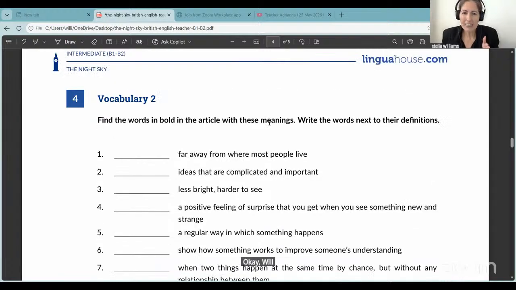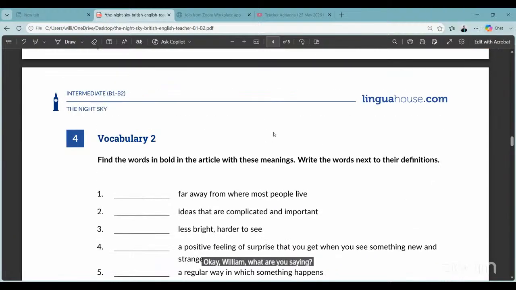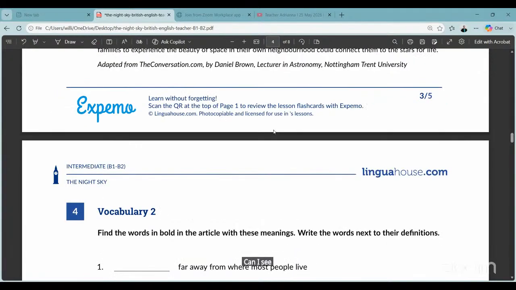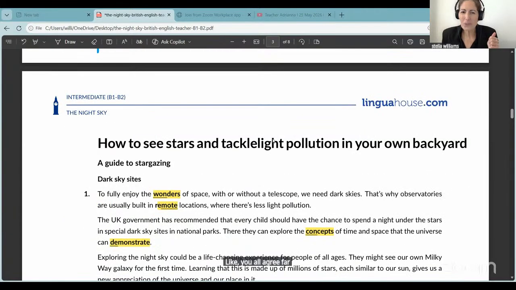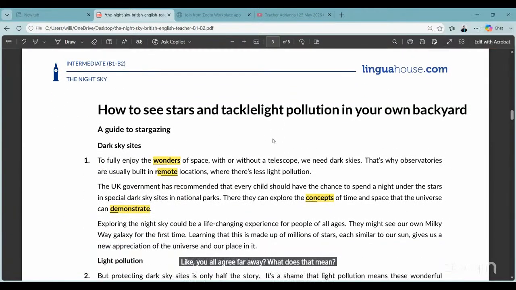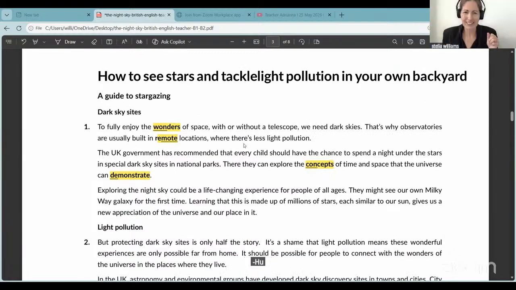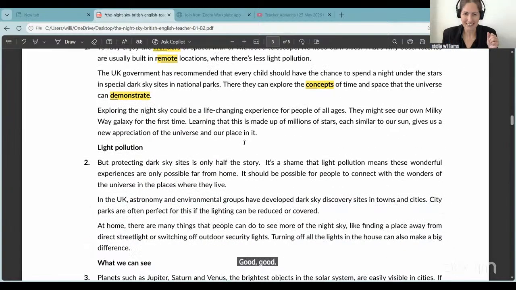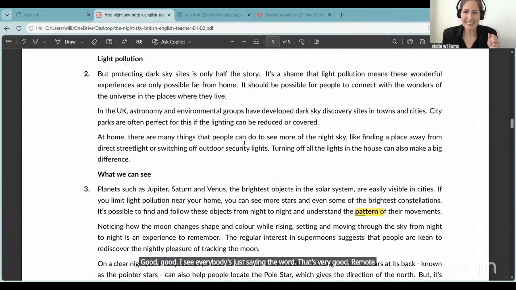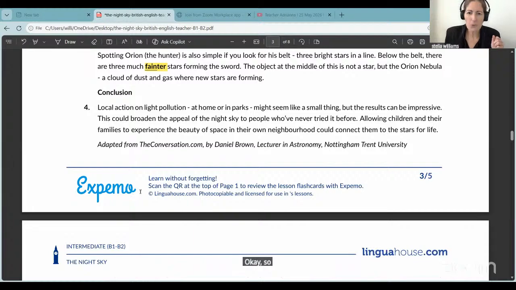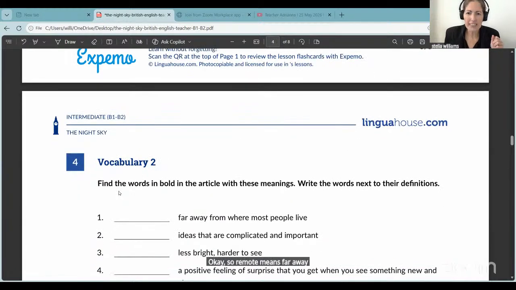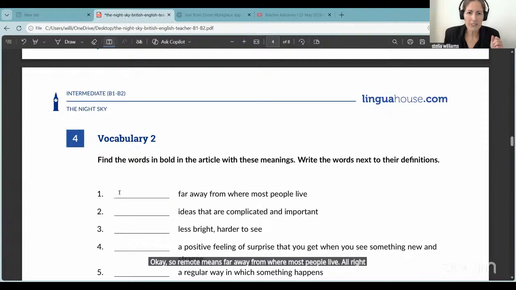Okay, William, what do you say? Do you all agree? Far away? What does that mean? Remote. Somebody said the word now, William. Remote. Good. I see everybody's just saying the word. That's very good. Remote. So remote means far away from where most people live. All right. So let's put it in there. Very good.